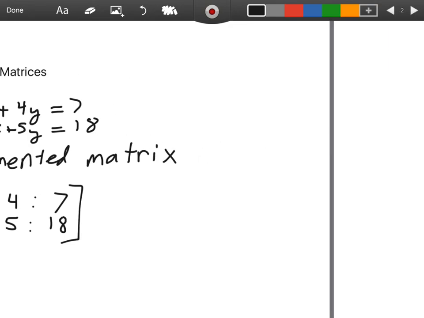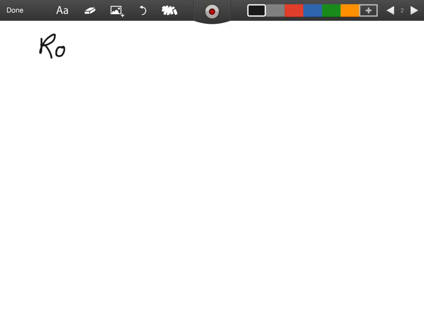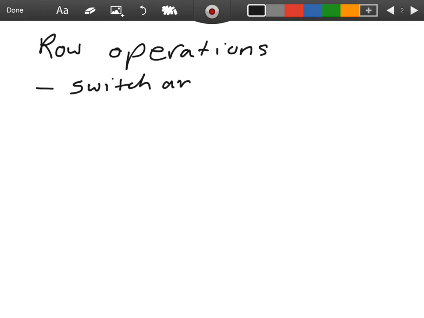Now let's talk about row operations. What can we do with a matrix? There are a lot of different things you can do with matrices. Right now, we're just going to talk about row operations, because we're going to use row operations to put these matrices in a certain form, which will eventually solve the system. So the first row operation we can do is switch any two rows. We can just take two rows in a matrix and switch them.